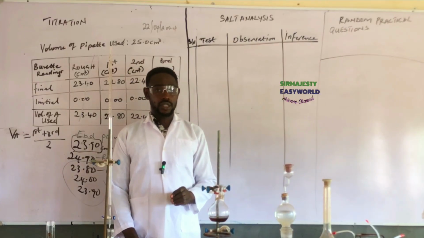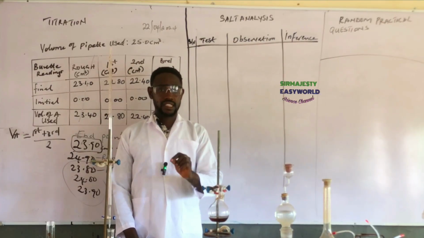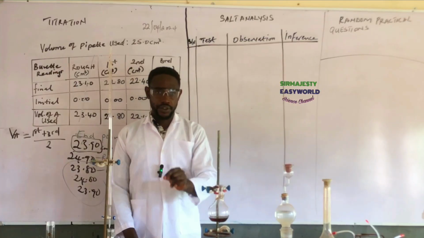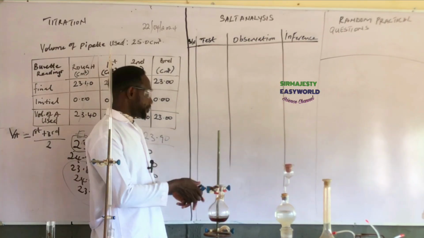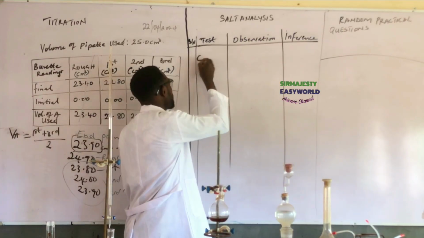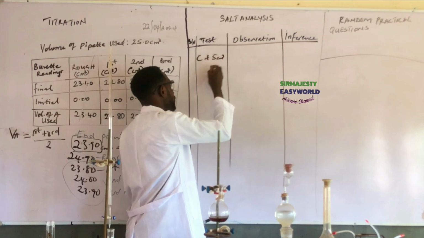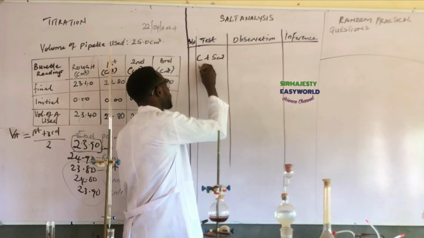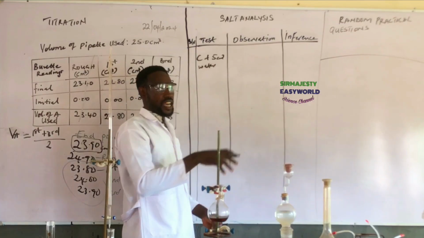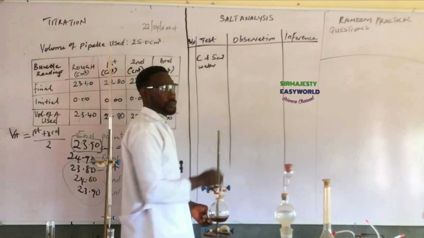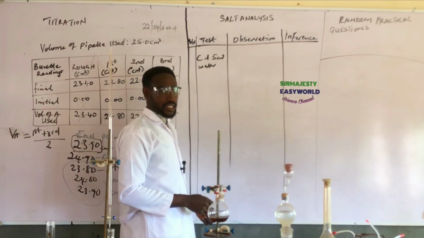Add C to 10 cm cube of water, stir, filter. You just say C plus 5 cm cube, if 5 was mentioned, of water. Remember not to waste your time measuring this volume. Nobody is there to watch you.